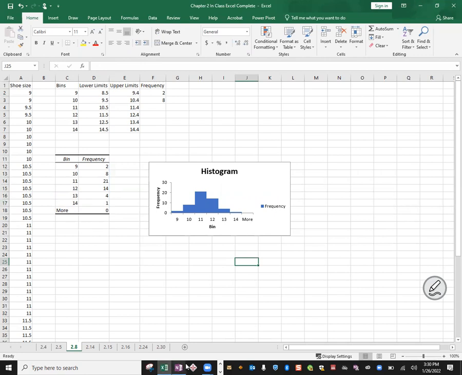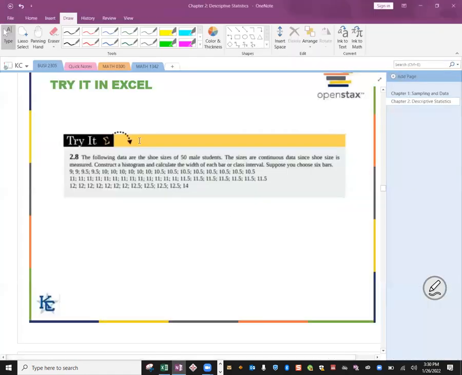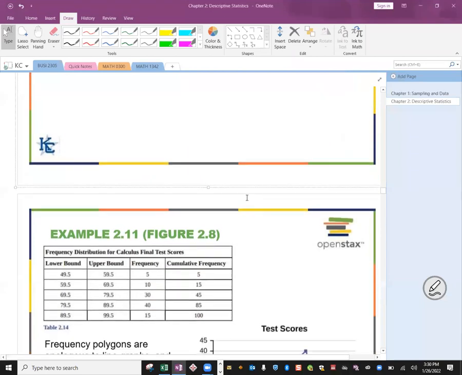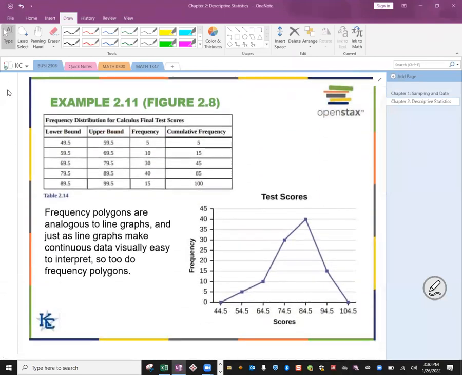Okay, let's head back to our notes and continue on with our lecture. So this is another example. We like line graphs very often, and a line graph can also be called a frequency polygon. Frequency polygons are used when we are talking about qualitative data, and line graphs can often be used for quantitative or qualitative data. So we see here that we have our lower bound and our upper bound. We have our frequency and our cumulative frequency here.